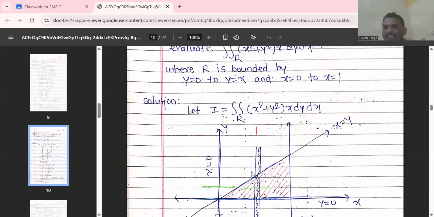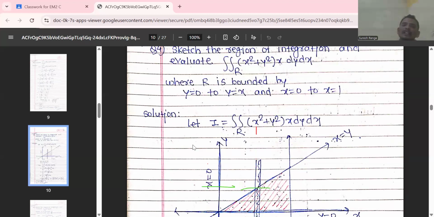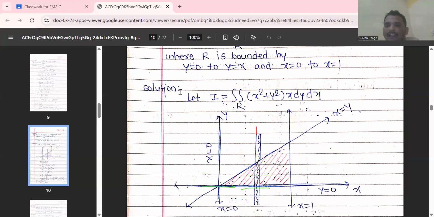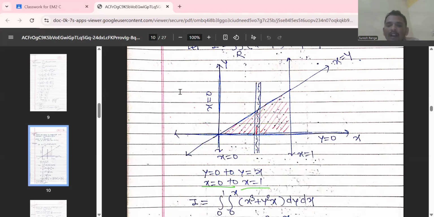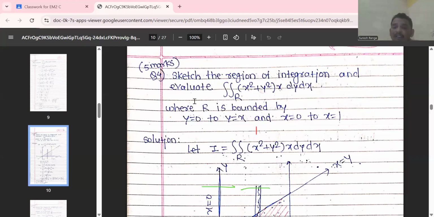This is a 5 marks question. It is very simple. Whatever limits are given, if you are unable to find the limits, then the limits that are given in the question are the limits we take in the integration.